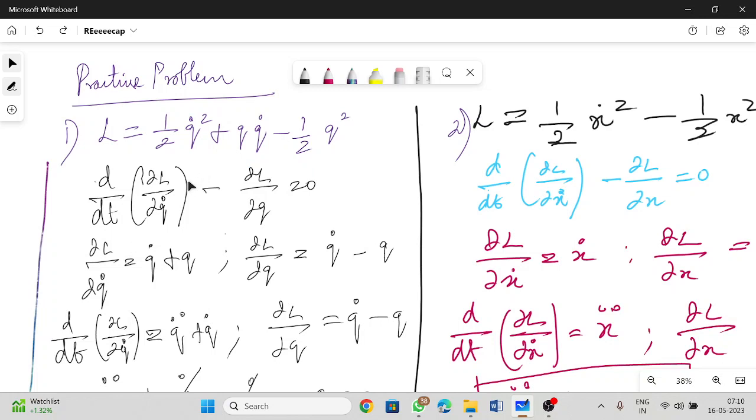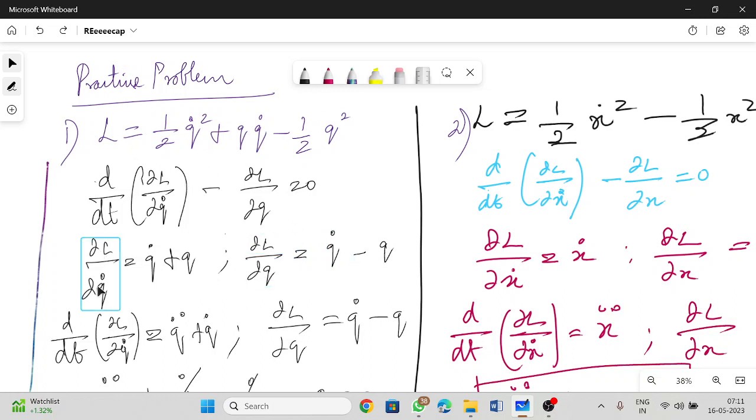So dou L by dou q dot we can write: once you differentiate 1/2 q dot square, we'll be getting q dot here, and once you differentiate q dot it will become 1, so I will be writing only q dot here. Then dou L by dou q, and q is present in the minus 1/2 q square term. Then dou L by dou q is equal to minus q. I am differentiating this L with respect to q, right?